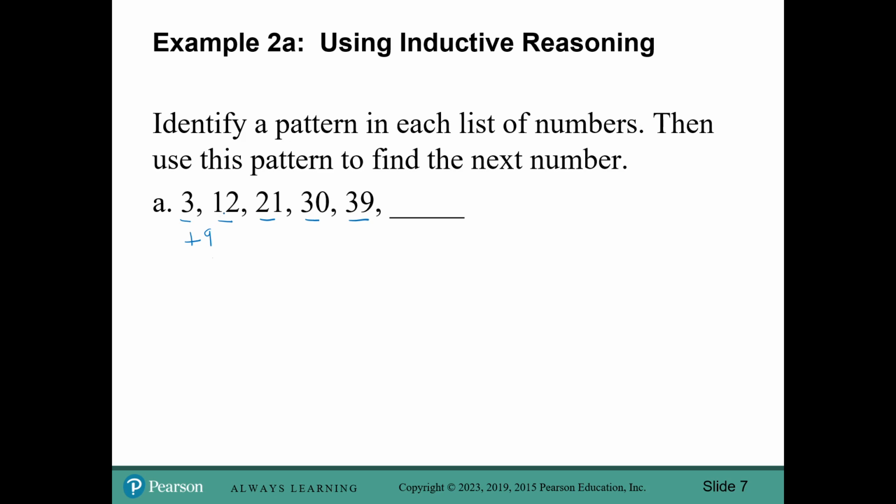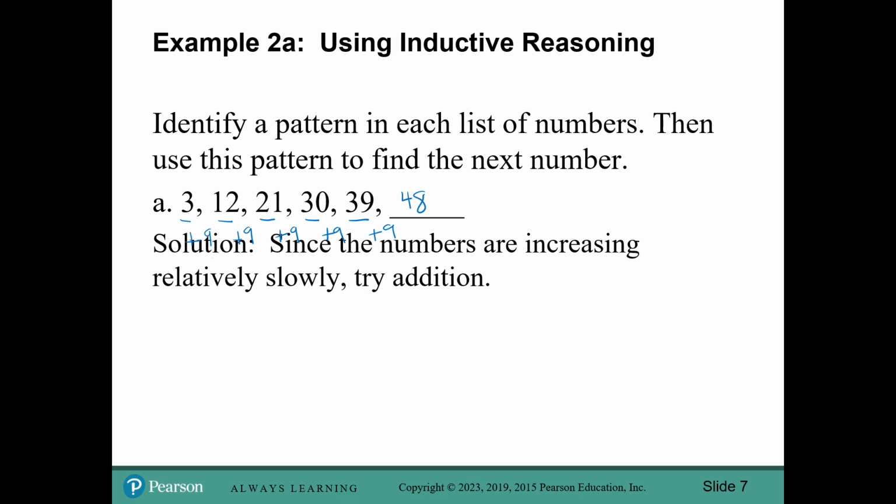3 plus 9 is 12. 12 plus 9 is 21. 21 plus 9 is 30. 30 plus 9 is 39. Therefore, by inductive reasoning, we could reasonably assume that the next number here will be 39 plus 9, which would be 48.